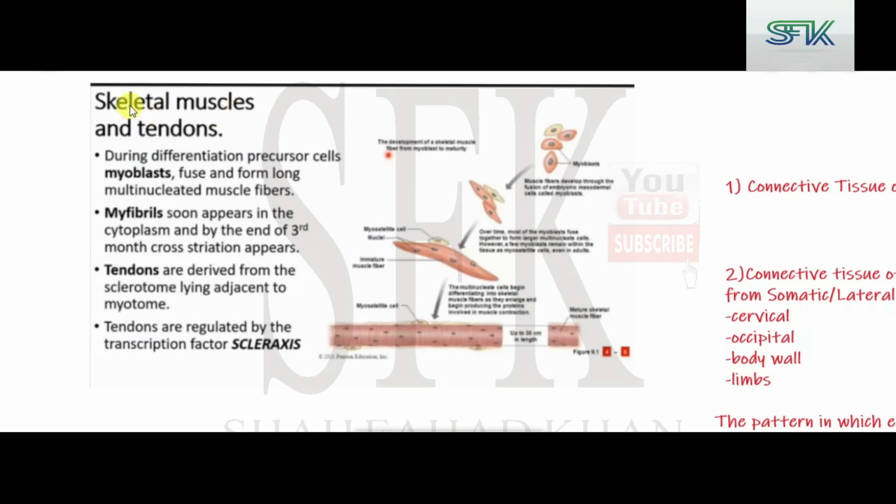All right, guys. So now we are going to talk about the skeletal muscle and tendons. Basically, this is the pathway through which the skeletal muscles are derived. These are the starting precursor cells, which are known as myoblasts. Myoblast cells are derived from the myotome, the myotome that we just discussed. Now what happens is that the myoblasts change their shape.